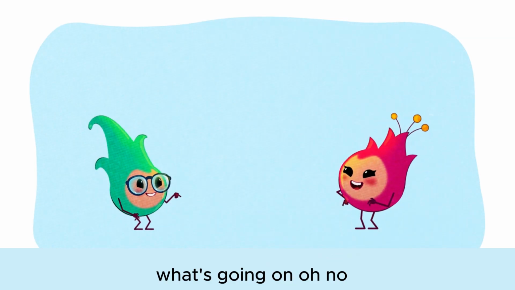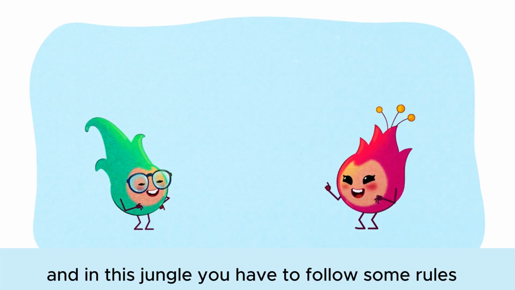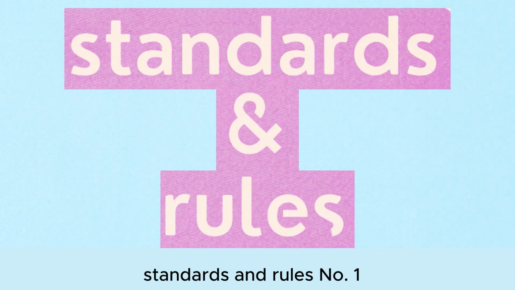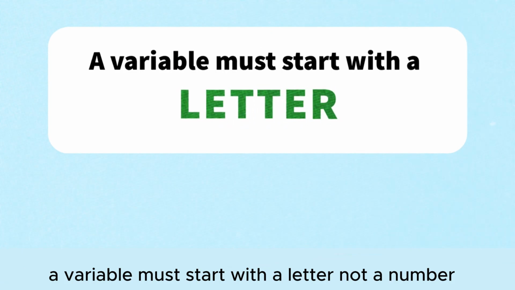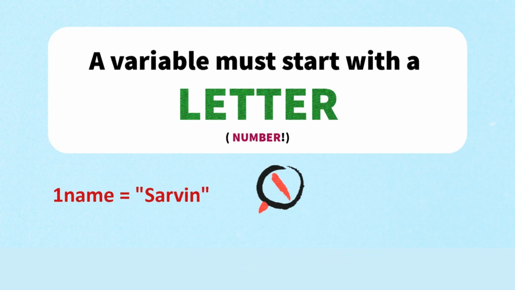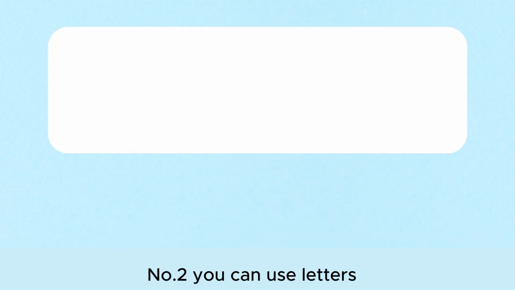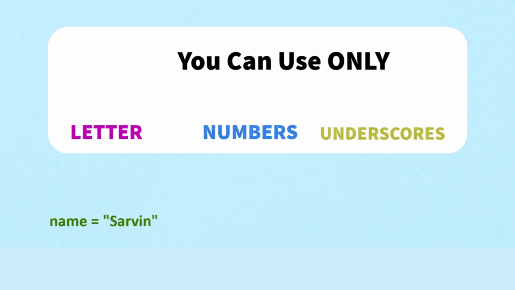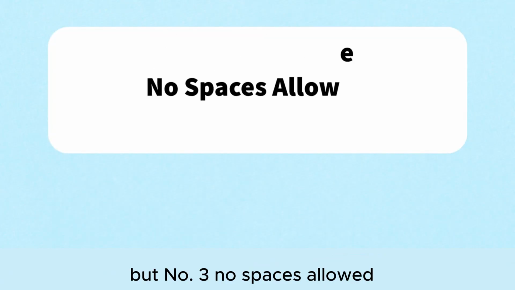What's going on? Oh no, you've entered the jungle of variables. And in this jungle, you have to follow some rules. Number 1. A variable must start with a letter, not a number. Number 2. You can use letters, numbers, and underscores only. Number 3. No spaces allowed.